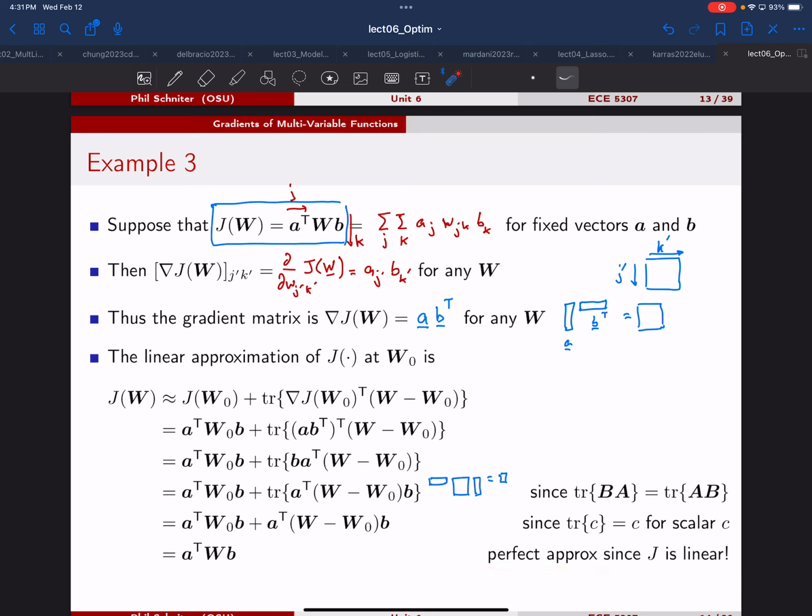Okay, but this is typical matrix-vector gymnastics that you see in a lot of problems, and typical things with the trace that you tend to see as well. All right, so any questions on this?